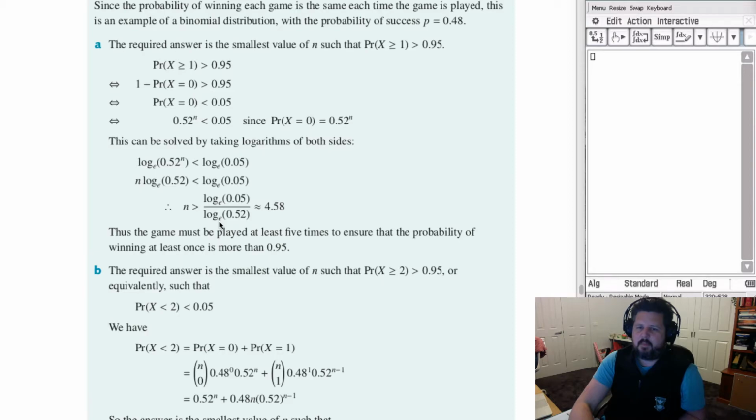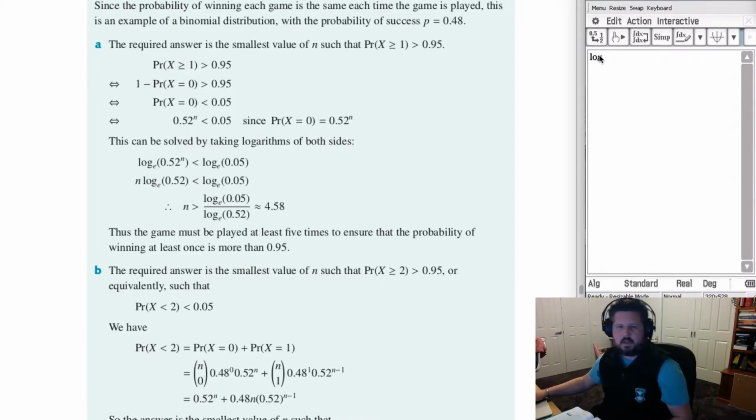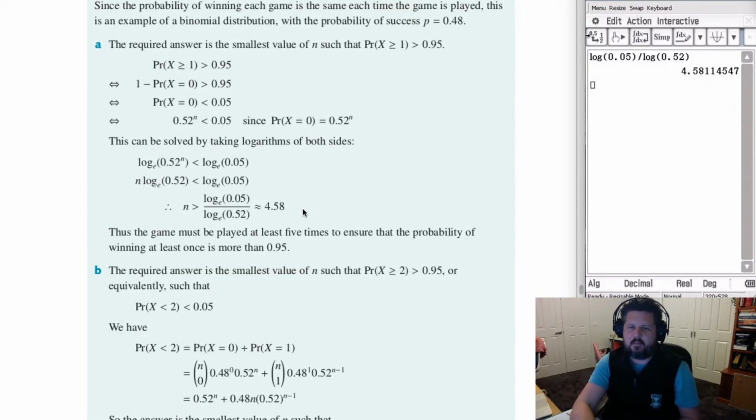Now again, to get the approximation of this, we can use our calculator. So we take the log of 0.05 and divide that by the log of 0.52. We'll have that decimal approximation. We get the 4.58 as indicated there. So in this case it says, thus the game must be played at least 5 times, we have to round it up, to ensure the probability of winning at least once is more than 0.95.